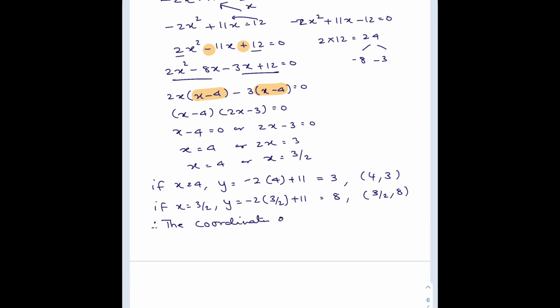Therefore, the coordinates of the points of intersection are (4, 3) and (3 over 2, 8). Let's try the next question now.